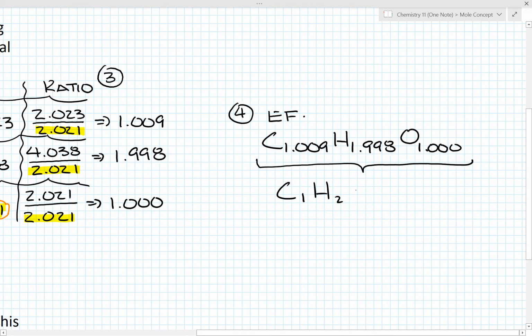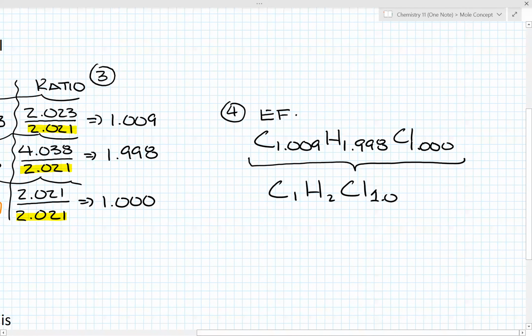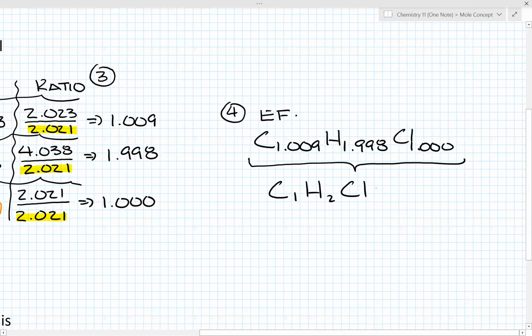Why do I keep on saying O? Cl, and then it would be Cl 1.0. Okay, Cl. All right. Something's going on here. 1.00. All right. So that is how you would determine the empirical formula.